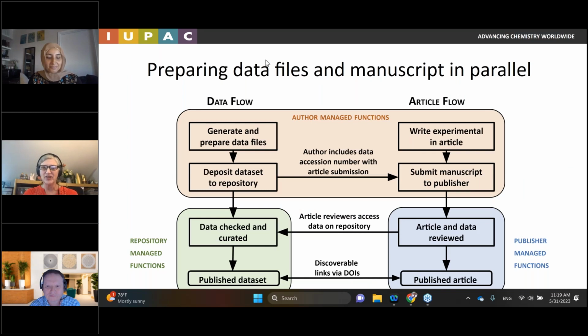Just wanted to show this. You can imagine on the right side, you've developed your experiment, you write it up into your article, you submit it to the publisher, and then the publisher works with you to review that and get it published. Imagine a data flow where you're doing similar. You're preparing your data files, you're depositing it to a repository, and then you're working with a repository to make sure those data files are all recorded properly, and if there's any links that need to be made to your manuscript or other information. So that's kind of a target view that we've been thinking about as we go through this process, and I'll turn it over to Ian now.